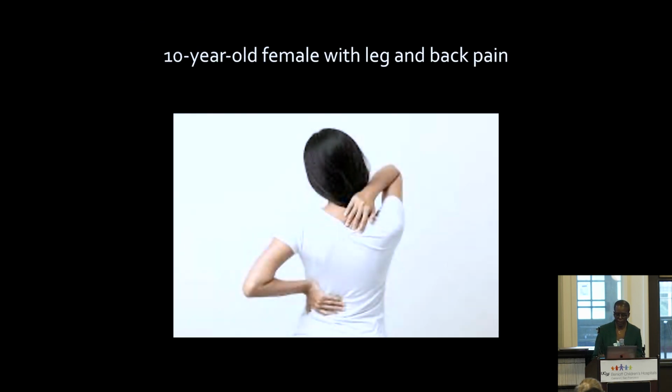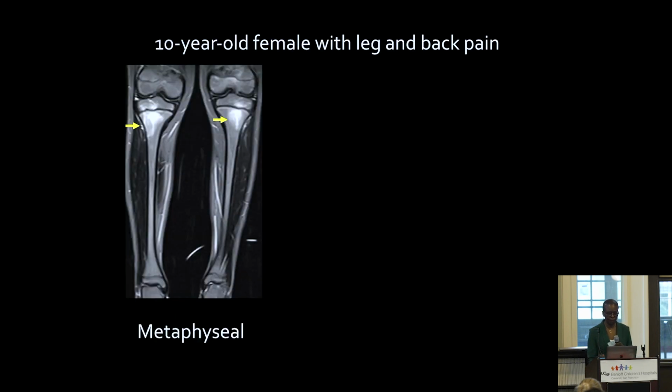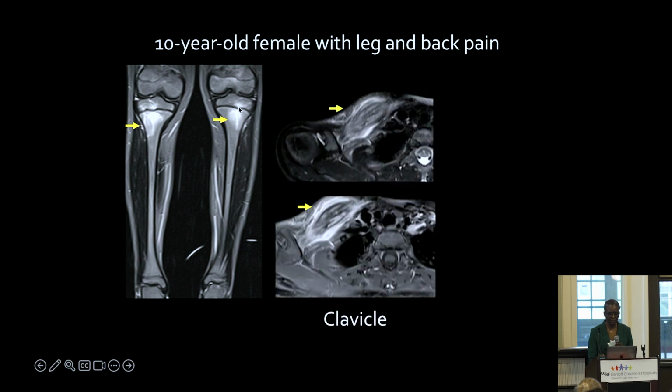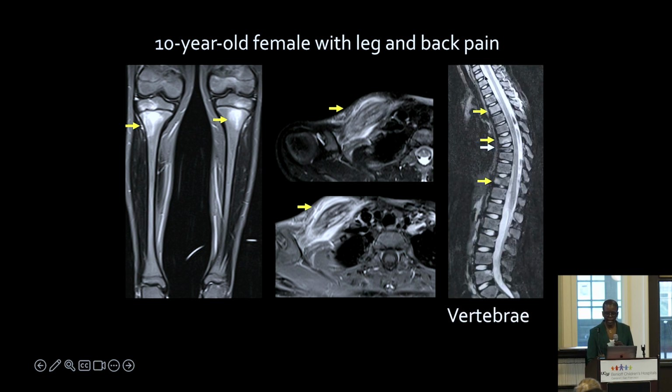So this 10-year-old female with leg and back pain. So what are we seeing here? We're seeing signal abnormality in the proximal tibial metaphysis, actually extending into the epiphysis as well. So metaphyseal involvement. Well, she has this destructive expansile lesion of the clavicle. There's no associated soft tissue mass, because Ewing's would be in the differential for this, but there is surrounding edema. And then for her, she has multiple areas of vertebral signal abnormality, and she also has vertebral plana. So you probably already know what this is.